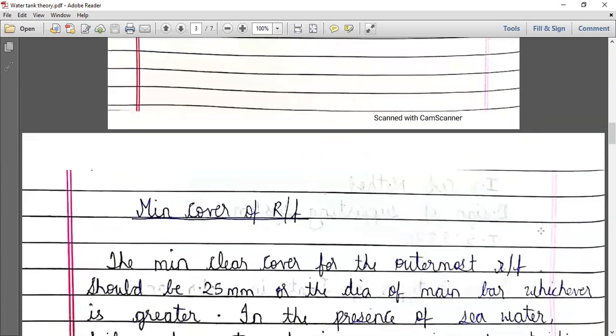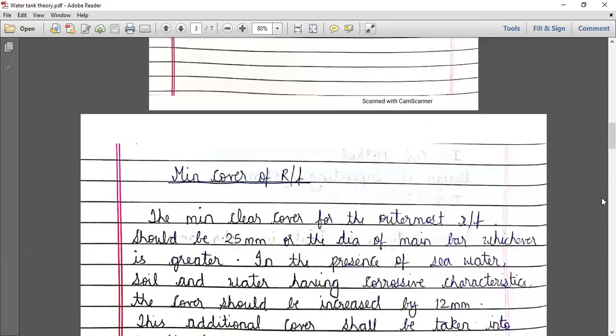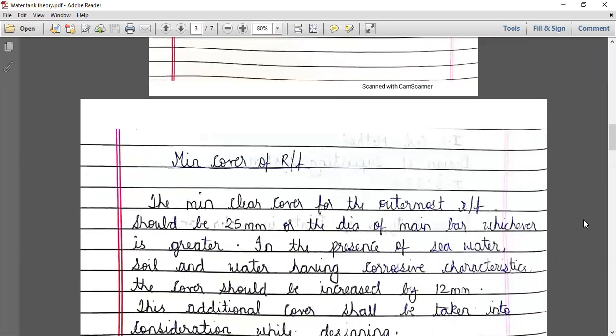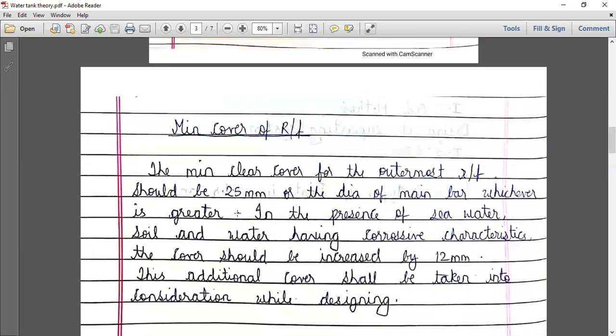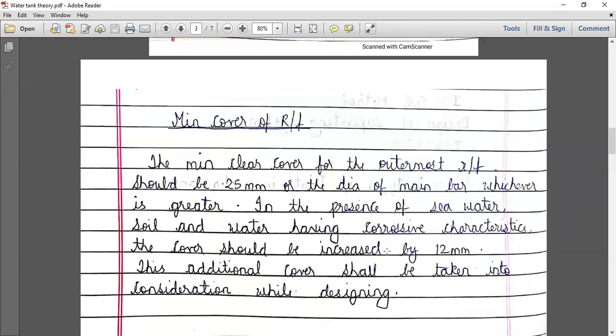Now let us see the criteria for minimum cover of the reinforcement. The minimum clear cover for the outermost reinforcement should be 25 mm or the diameter of the main bar, whichever is greater. In the presence of seawater, soil and water having corrosive characteristics, the cover should be increased by 12 mm. This additional cover shall be taken into consideration while designing. This is self-explanatory, I don't think you should have any problem understanding this. So this is the criteria for minimum cover of the reinforcement. It should be 25 mm.